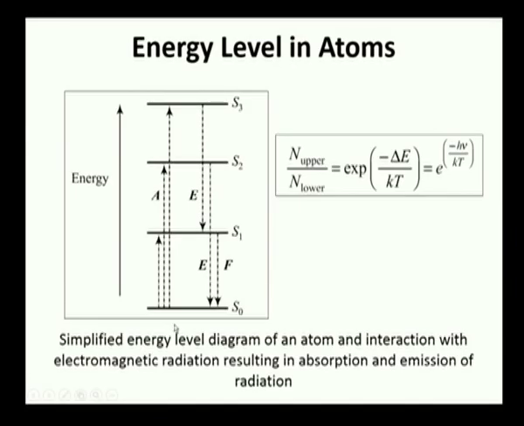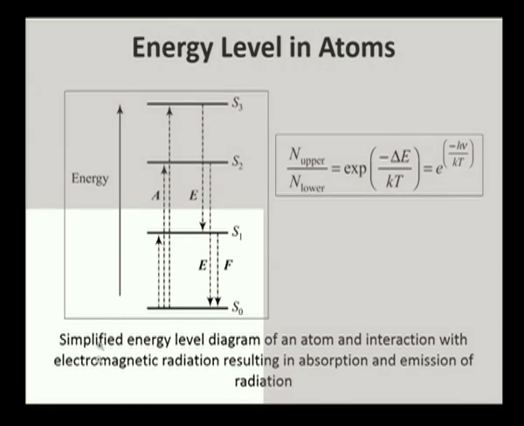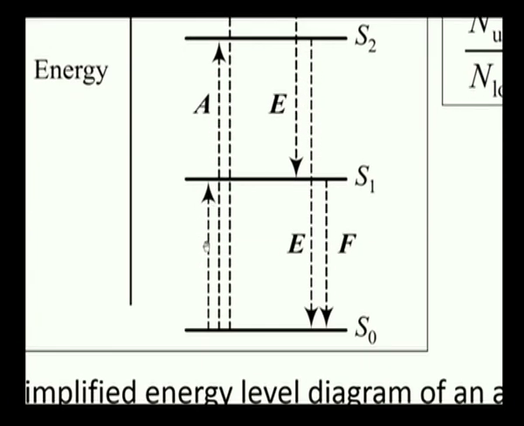Let's go ahead. The first topic is energy levels in atoms. As in the last lecture I have told you, there are different energy levels in a molecule, that is electronic energy levels, vibrational energy levels as well as rotational energy levels. But in the case of atoms we will not have vibrational energy levels and rotational energy levels. In the case of atoms it will be only electronic energy levels as seen in this slide. You can see in the slide we have only electronic energy levels.